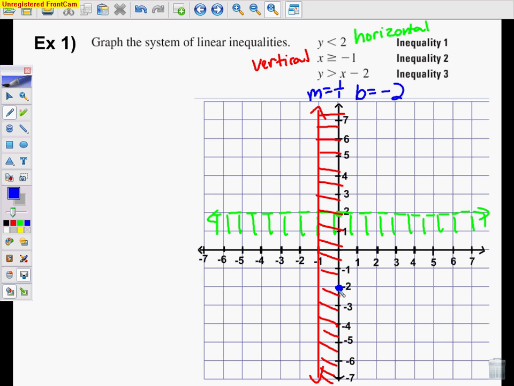And then from there we make more points using the slope. The slope is 1 over 1, so we go up 1 over 1, up 1 over 1. Or we could have also gone down 1, left 1, down 1, left 1. Now, again, looking at our inequality symbol, it's just a greater than. So we're going to connect all of our dots here with a dotted line. Again, it's greater than, so we're going to shade above the line.